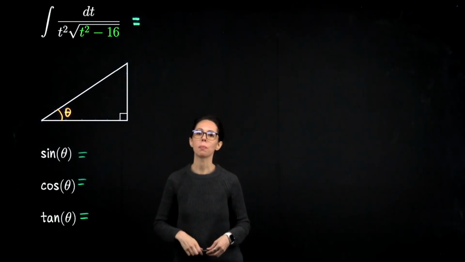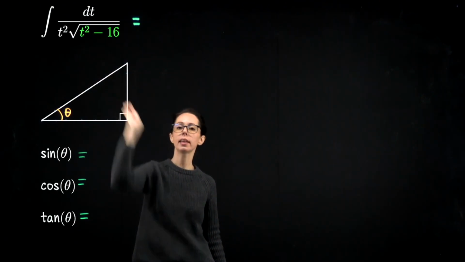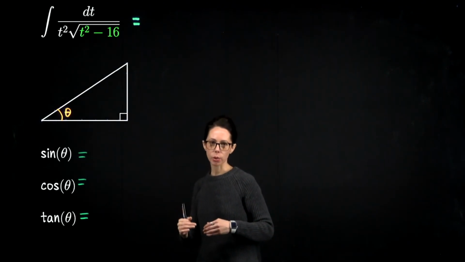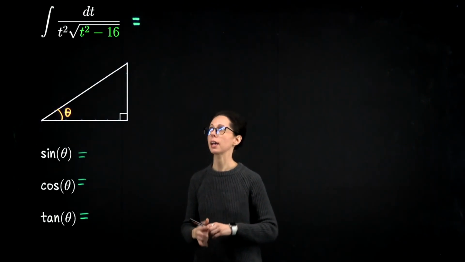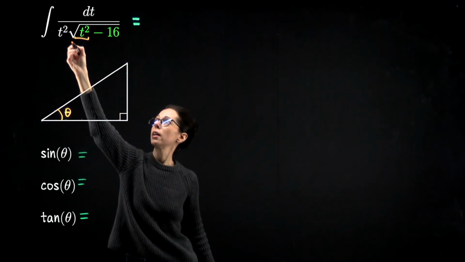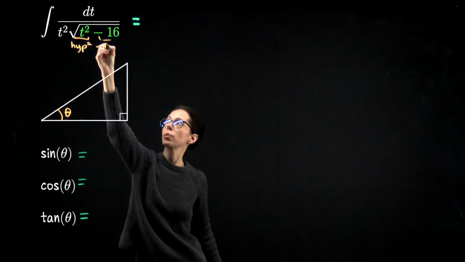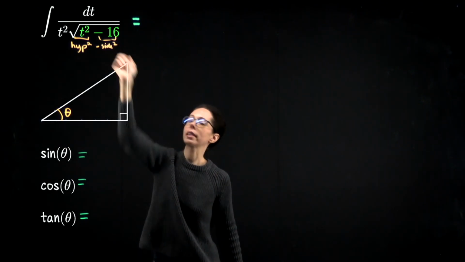Now in this example, I have t squared minus 16, where t is the variable I'm integrating with respect to. That doesn't look like a side squared plus a side squared. Rather, it looks like hypotenuse squared minus a side squared. So this expression here, you want to think of as the hypotenuse squared and then minus a side squared. That's how this expression looks like the Pythagorean theorem.